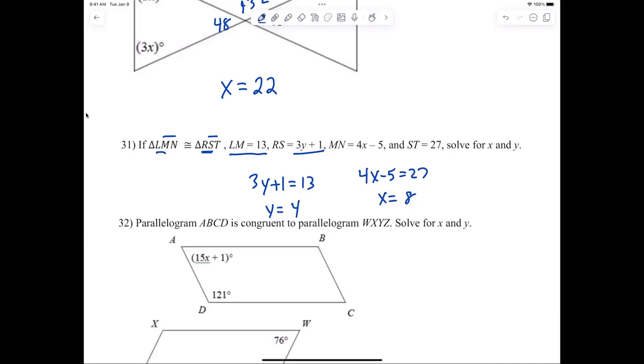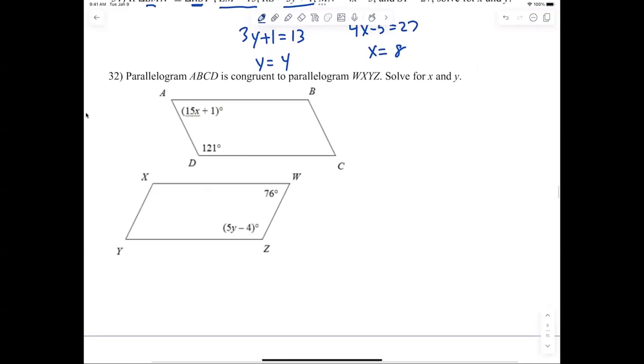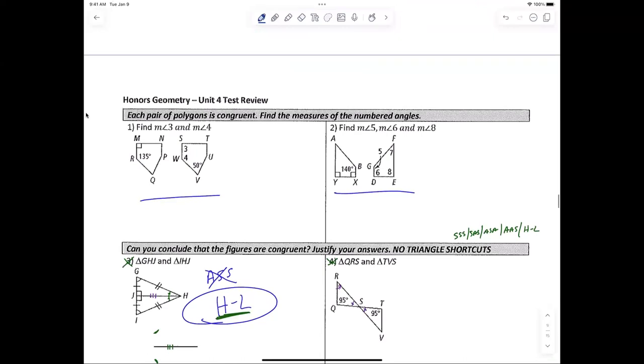Perfect. All right, down here now, the corresponding angles. What do we got? 15x plus 1 equals what? Exactly. And 5y minus 4 equals. So x is equal to, and y is equal to. Anybody have any problems with that? All right, here we go.